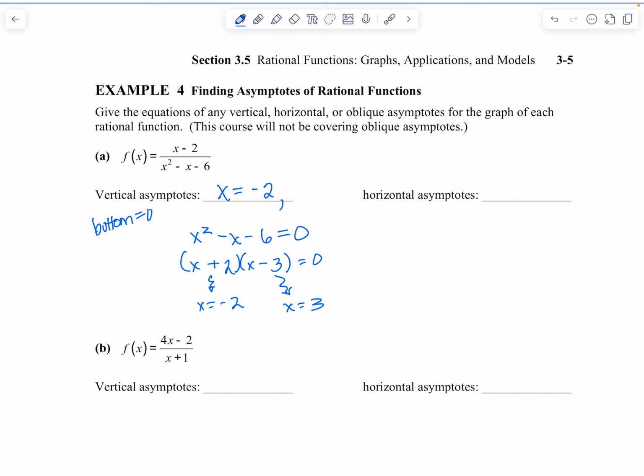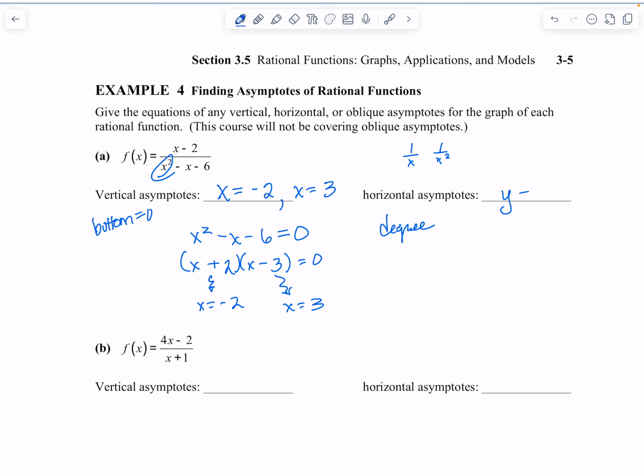Now my horizontal asymptote, remember, you look at the degrees. I'm going to find the biggest. The biggest is on the bottom. So think about this: when the biggest was on the bottom, like 1 over x squared, remember, we had y equals 0.